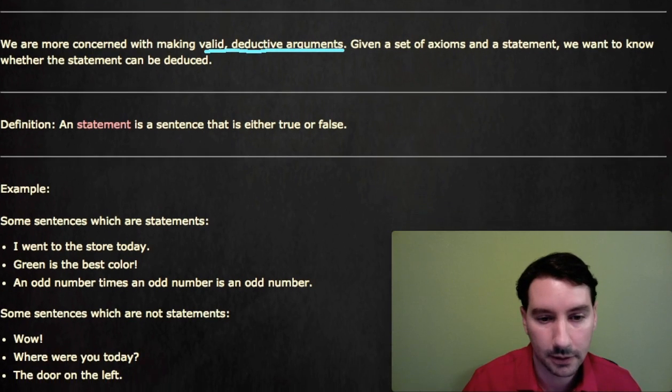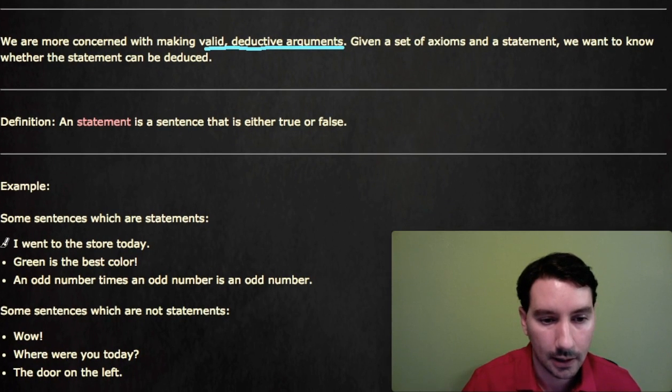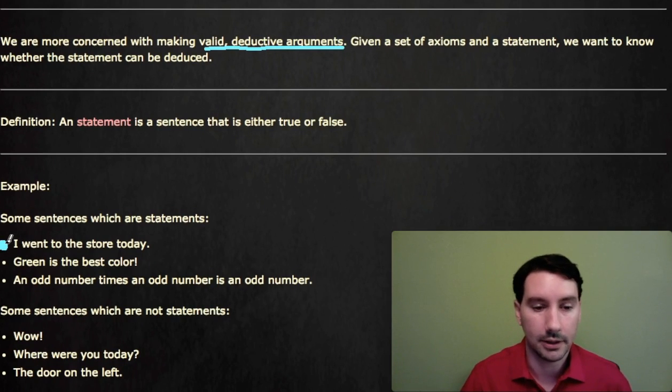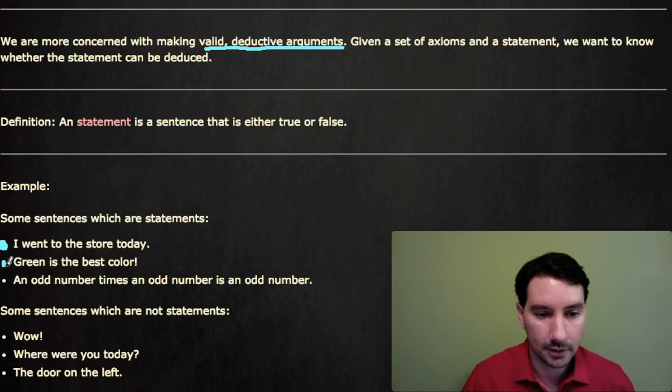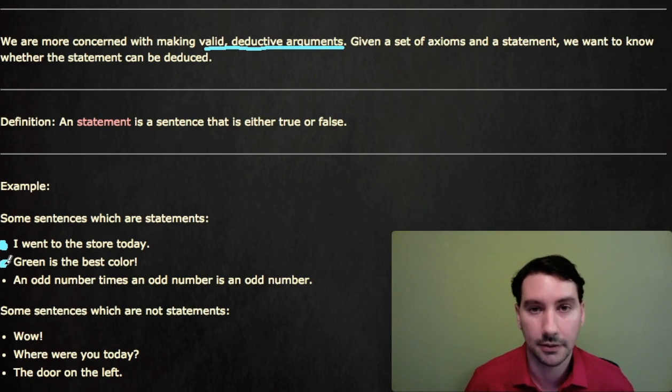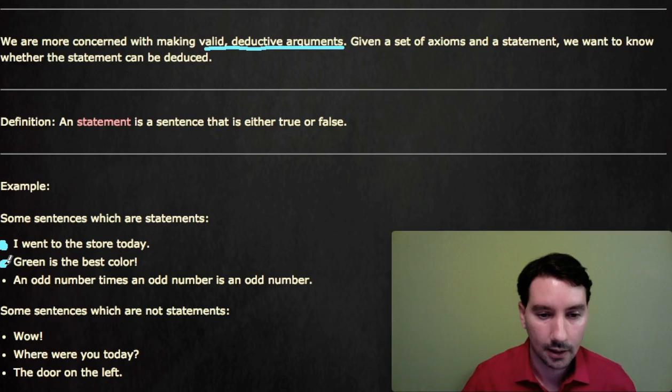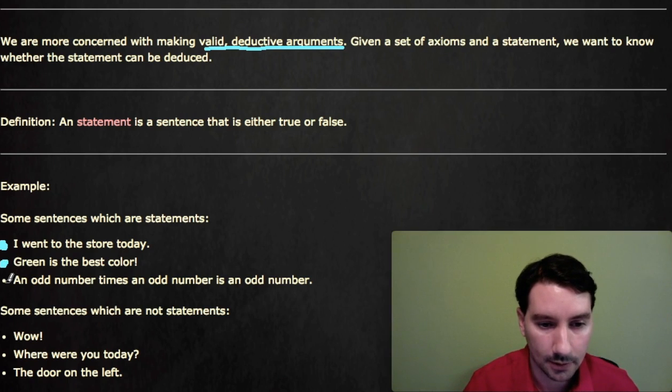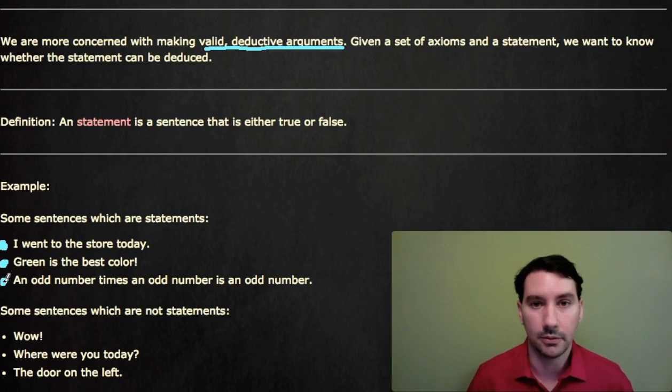So here's a few examples of statements. I went to the store today. That is either true or false, because either I did go to the store or I did not. Green is the best color. Could be thought of as a statement, because you either think, yes, green is the best color, or no, it isn't, at least at this given time. And a statement could be a mathematical statement, such as an odd number times an odd number is an odd number. Well, that is always true, so this is in fact a statement.